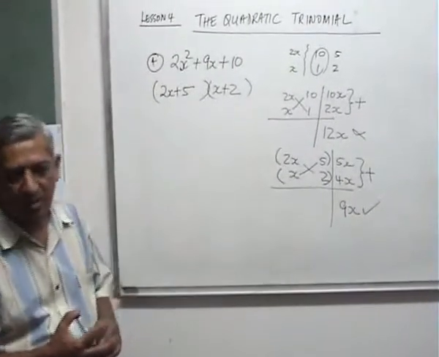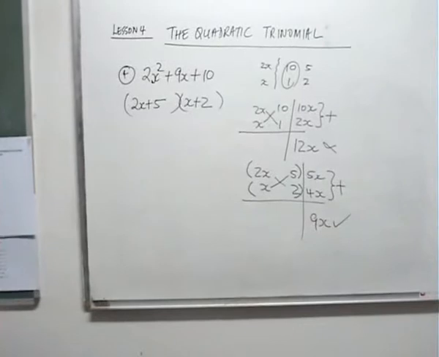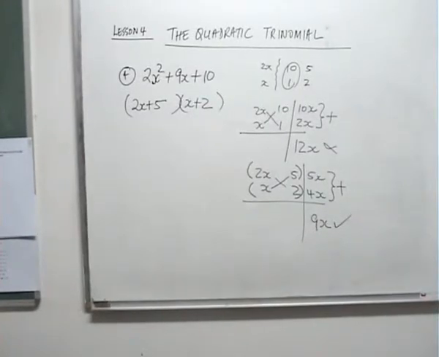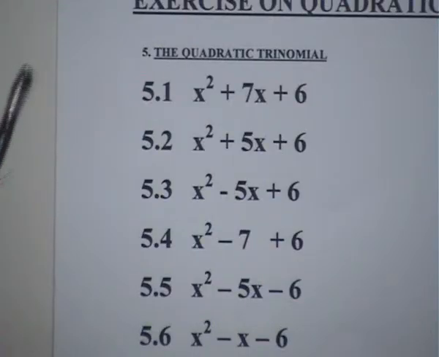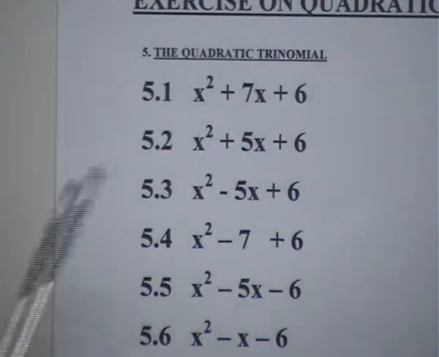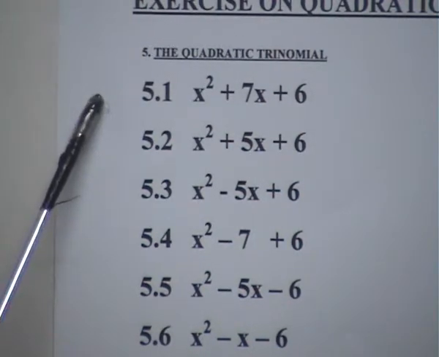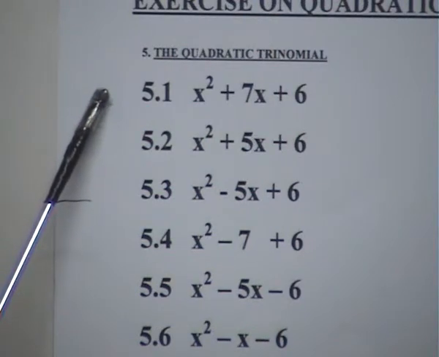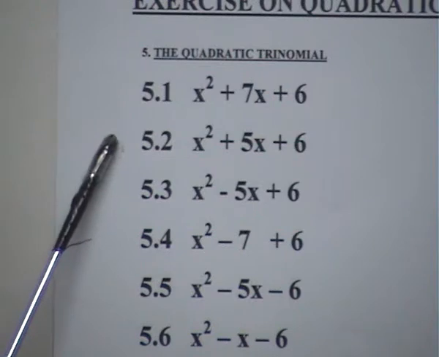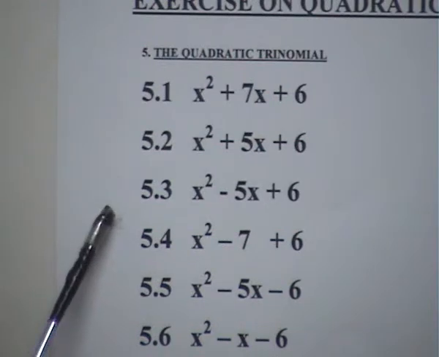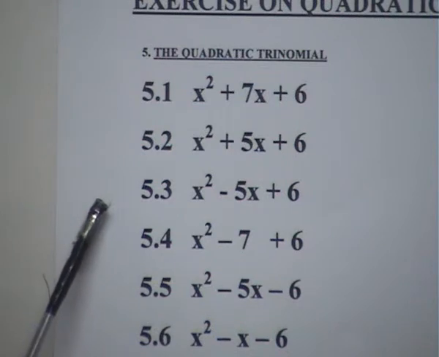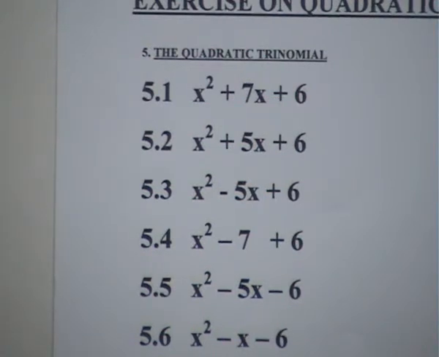Alright, so you have 4 examples now. I will give you a little exercise for you to try. Okay, right, sit back and relax, and I'll give you the exercise. Alright, so here are your examples. Exercise on quadratic trinomials. 5.1. x squared plus 7x plus 6. 5.2. x squared plus 5x plus 6. 5.3. x squared minus 5x plus 6. 5.4. x squared minus 7x plus 6.